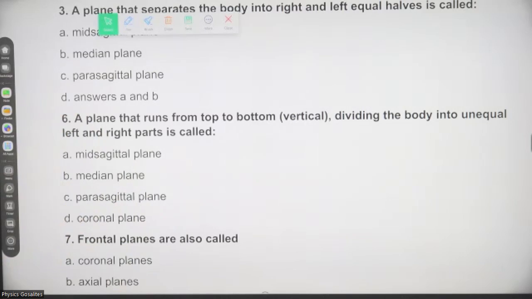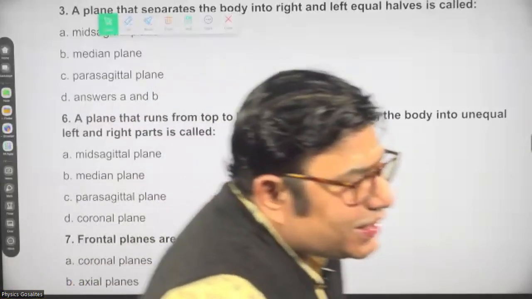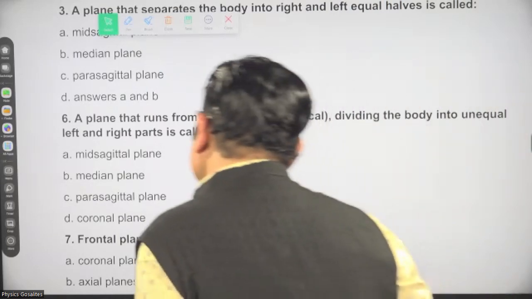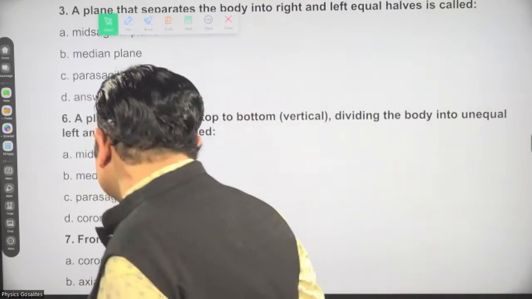A plane that runs from top to bottom, vertical, dividing the body into unequal left and right parts is called... Very good. Now this body is also a human body. Let me see how many of you can answer this. Come on, beta. Yes, I got the correct answer. I did not expect this many correct answers. Come on, write the answer.